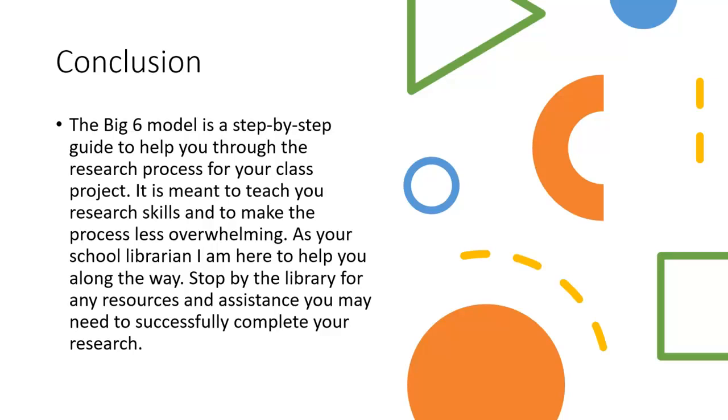So again, to recap, the Big Six model is a step-by-step guide to help you through the research process for your class project. It is meant to teach you research skills and to make the process less overwhelming.